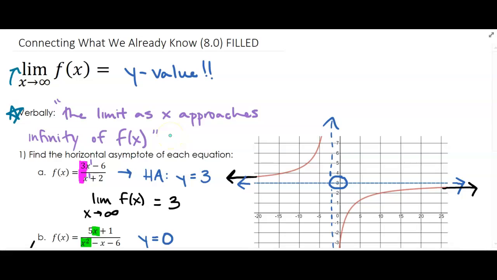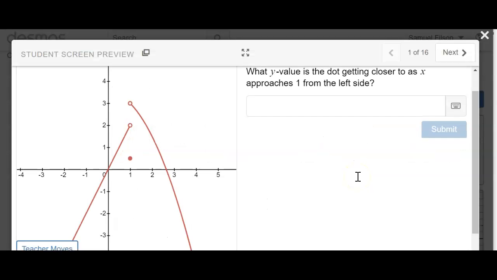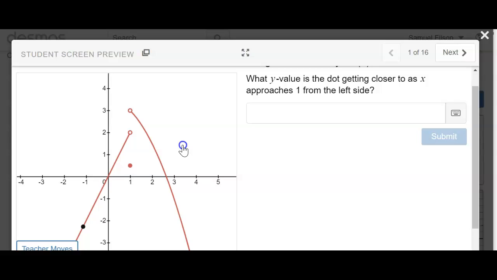Excellent. I want us to get some practice for examples that aren't necessarily approaching positive infinity. And so you will have a Desmos that I will give you the link for in just a second. And you will see a graph where some stuff is happening. You will have some questions that you're going to answer. I just want you to focus on completing the first 5 slides before we come back to the Edpuzzle and continue our notes. Let's do that now.